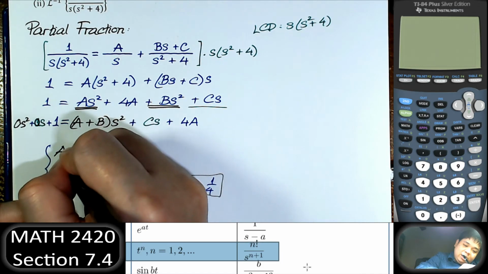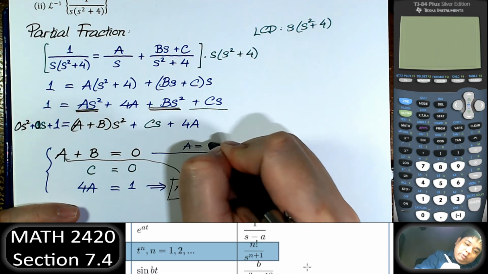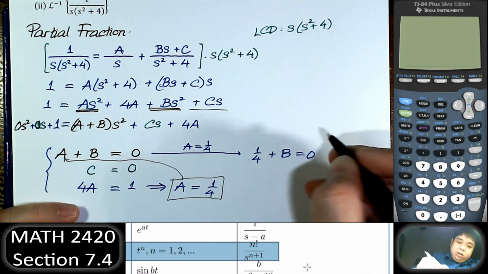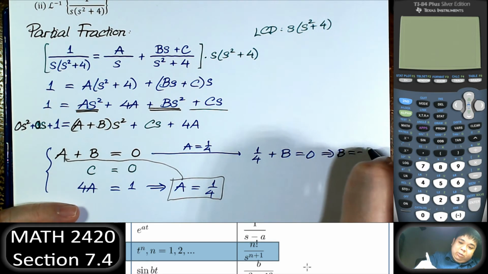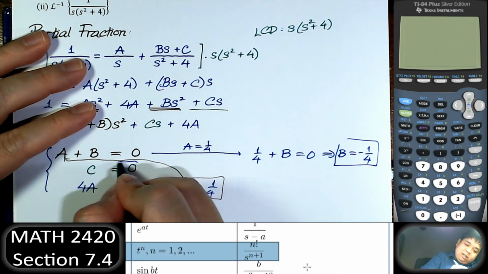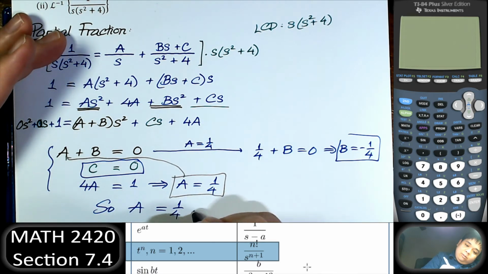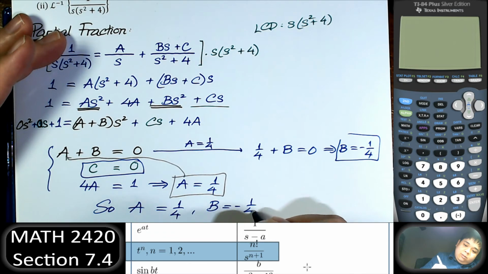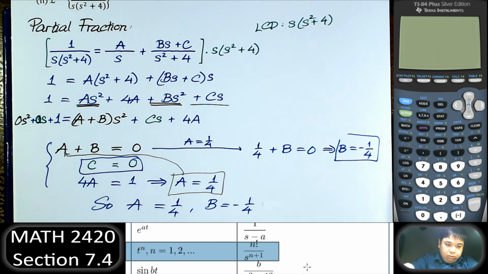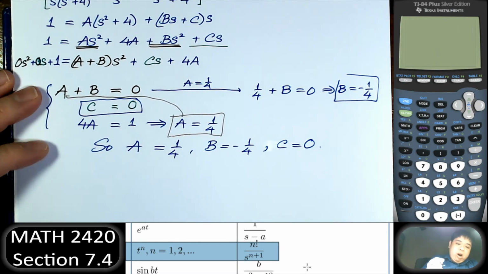Now substitute this in here, where a equal to 1/4. We have 1/4 plus b is equal to 0, so b is equal to negative 1/4. Simple enough, right? a, b, and c. And c is 0. Right, so we have the partial fraction.